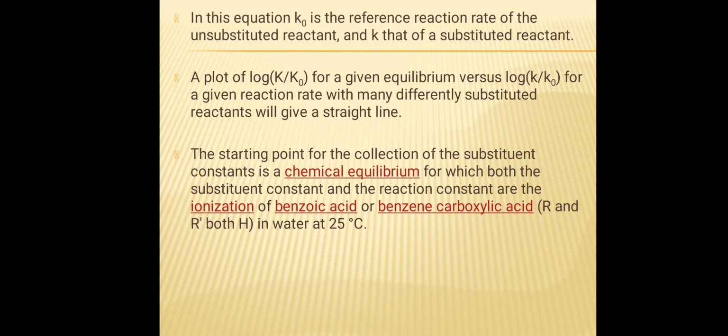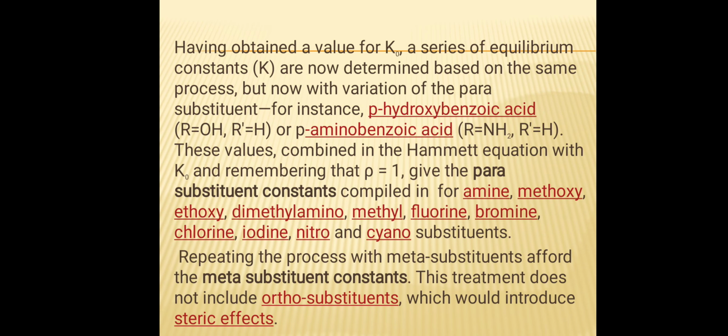The starting point for the collection of the substituent constants is a chemical equation for which both the substituent constant and the reaction constant are defined: the ionization of benzoic acid or benzene carboxylic acid. Having obtained the value for K0, a series of equilibrium constants are now determined based on the same process.